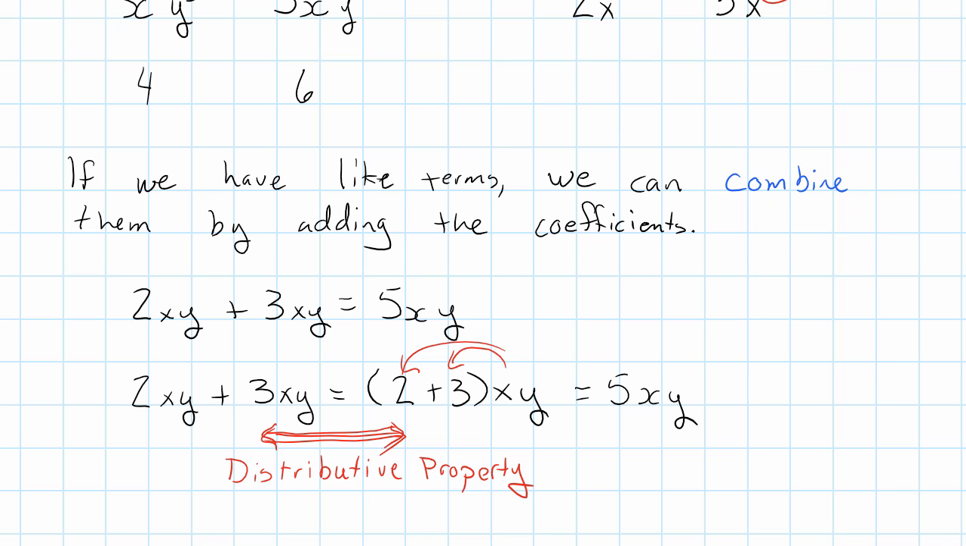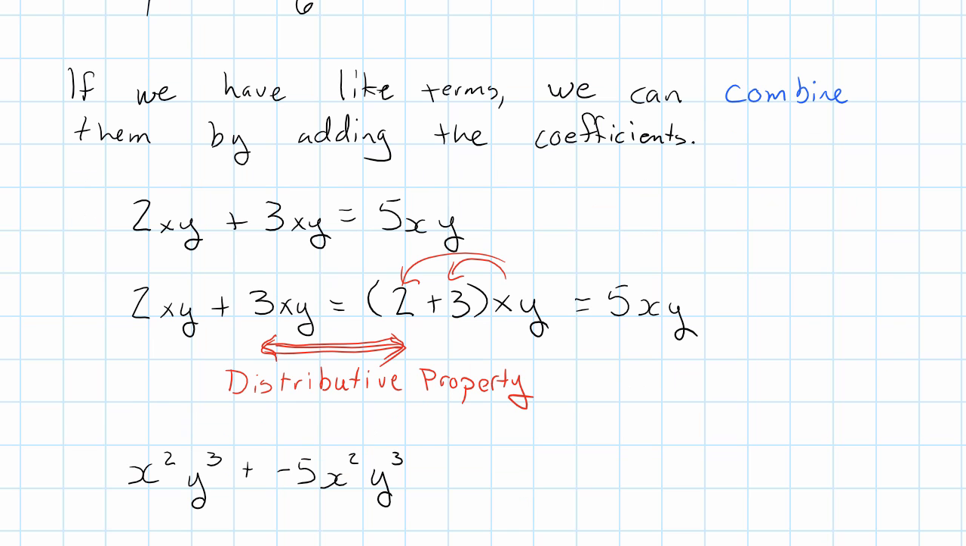Similarly, if we have x squared y cubed plus negative 5x squared y cubed, remember that if there's no visible coefficient, it's actually 1. We'll have (1 plus negative 5) x squared y cubed. 1 plus negative 5 is negative 4, so we'll have negative 4x squared y cubed.